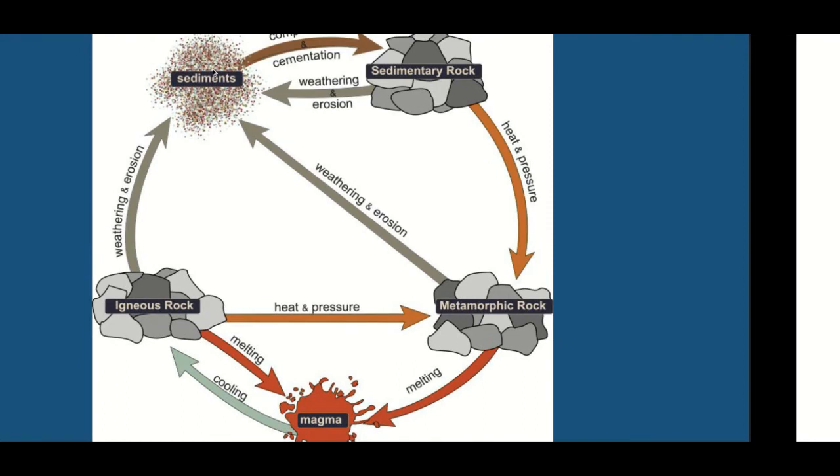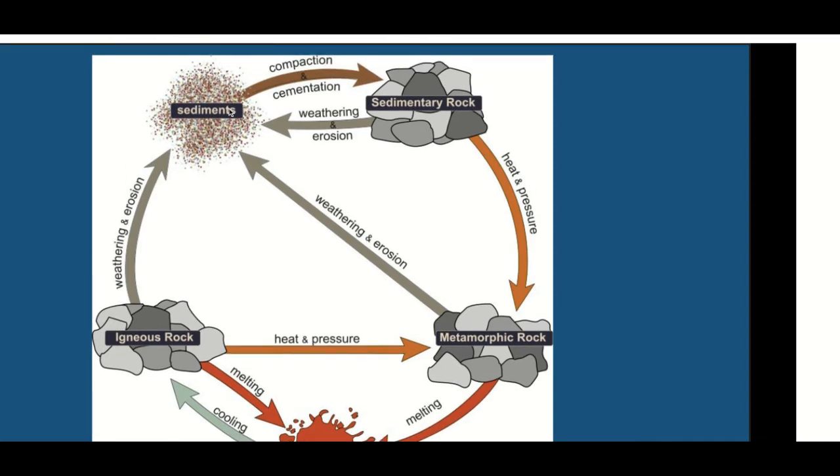So let's just start with an igneous rock. All right, let's start right here. It doesn't really matter where you start, but anytime an igneous rock melts and then cools back down, it would turn back into an igneous rock. If you have an igneous rock and it is exposed to weathering and erosion and breaks down into smaller and smaller pieces, you create sediments.